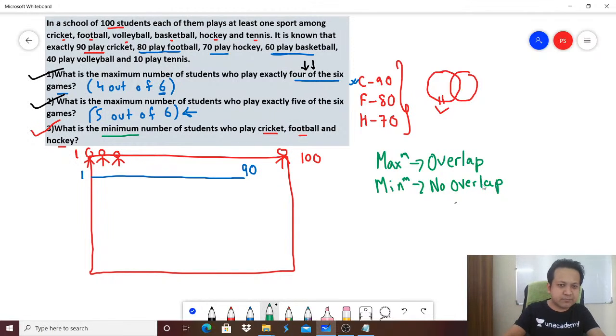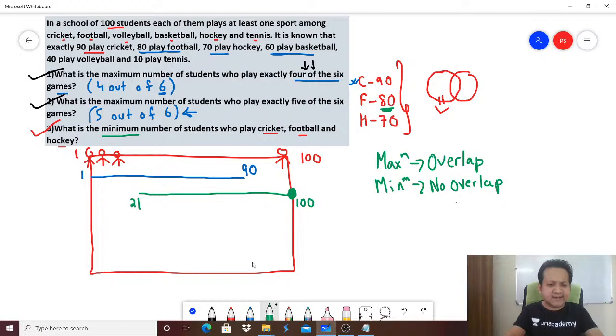Simple. Let's take the next number, 80. Remember, they are asking me to do minimum, so I want to draw the lines in such a way that they don't overlap. Where will you draw the line from? From the right hand side, because I don't want the line to overlap. What is the length of the line? 80. So 21 to 100 would give me a length of 80.